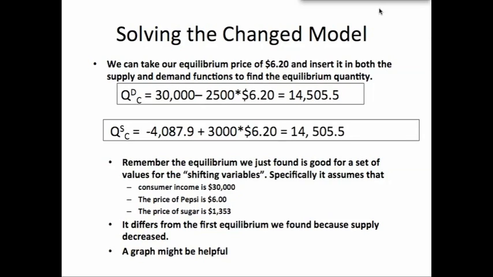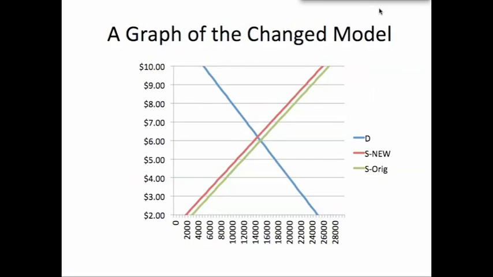Now remember, the equilibrium we just found is good for a set of values for the shifting variables. Specifically, it assumes that consumer income is fixed at $30,000, the price of Pepsi is fixed at $6, and the price of sugar is fixed at $1,353. It differs from the first equilibrium that we found because supply shifted. Supply decreased. We know that if the price of an input increases, supply will decrease, and we could ask what a graph of this situation would look like.